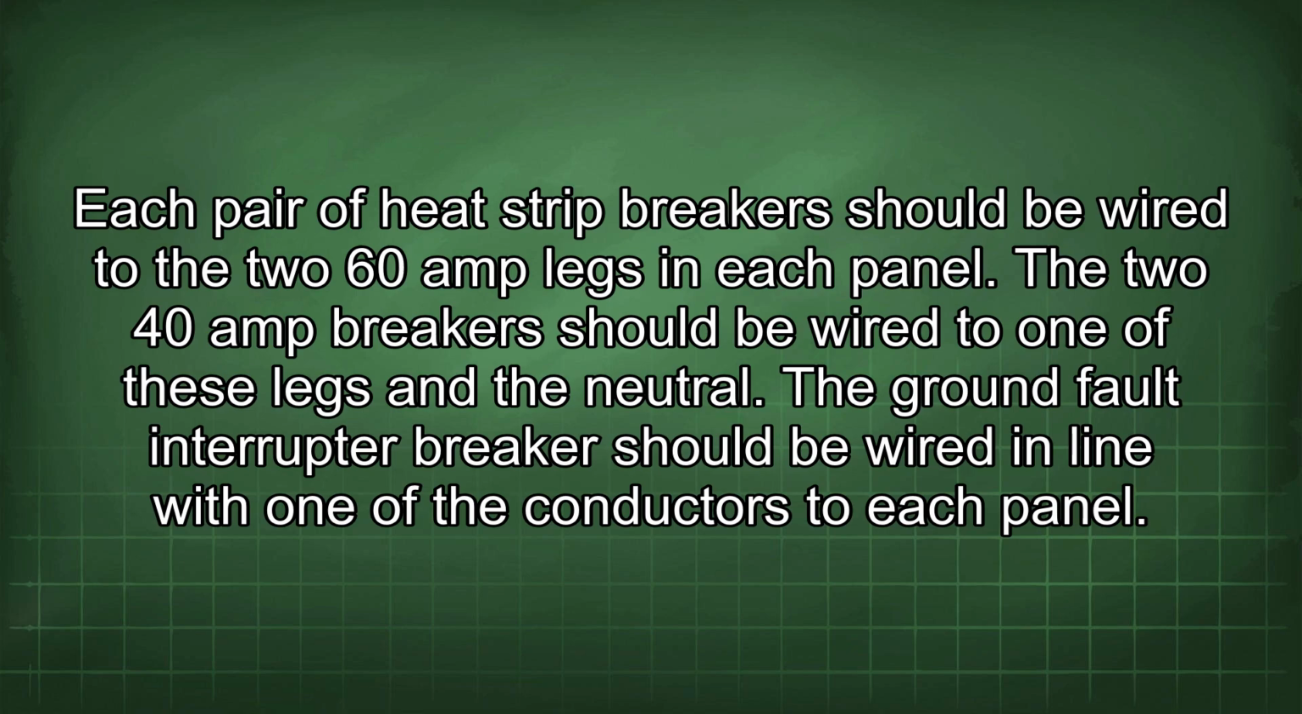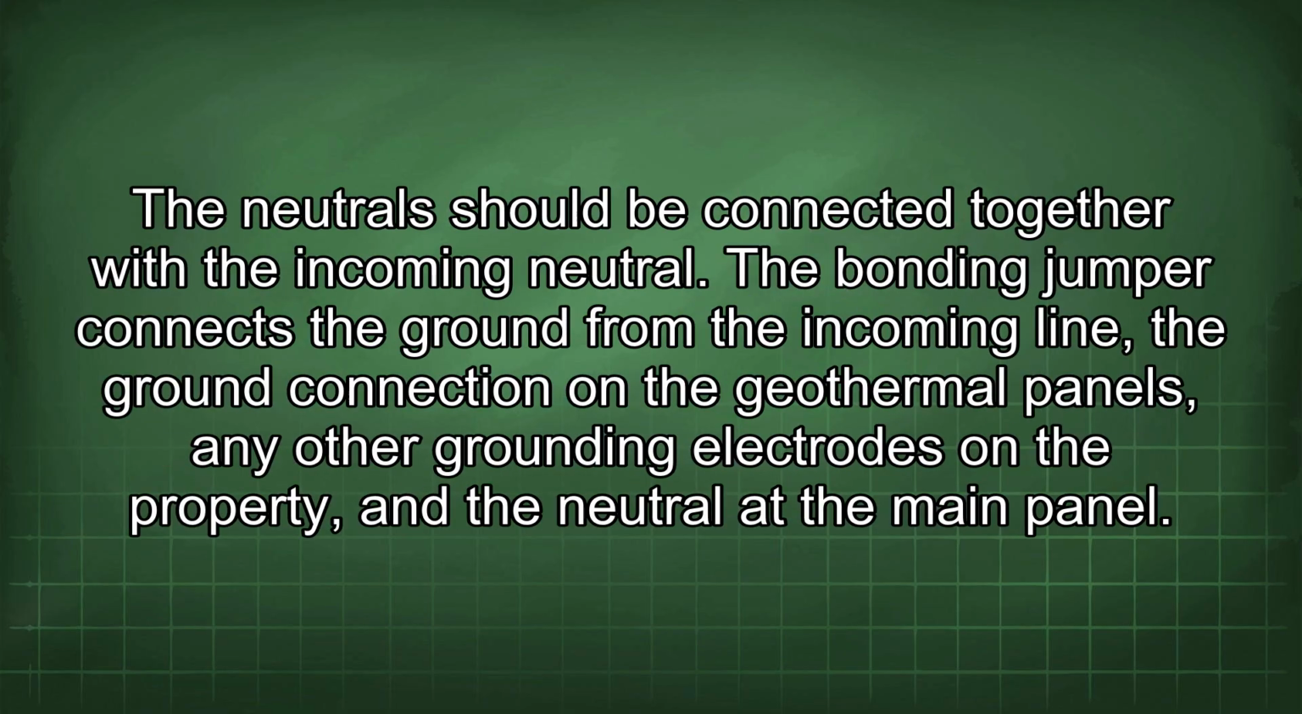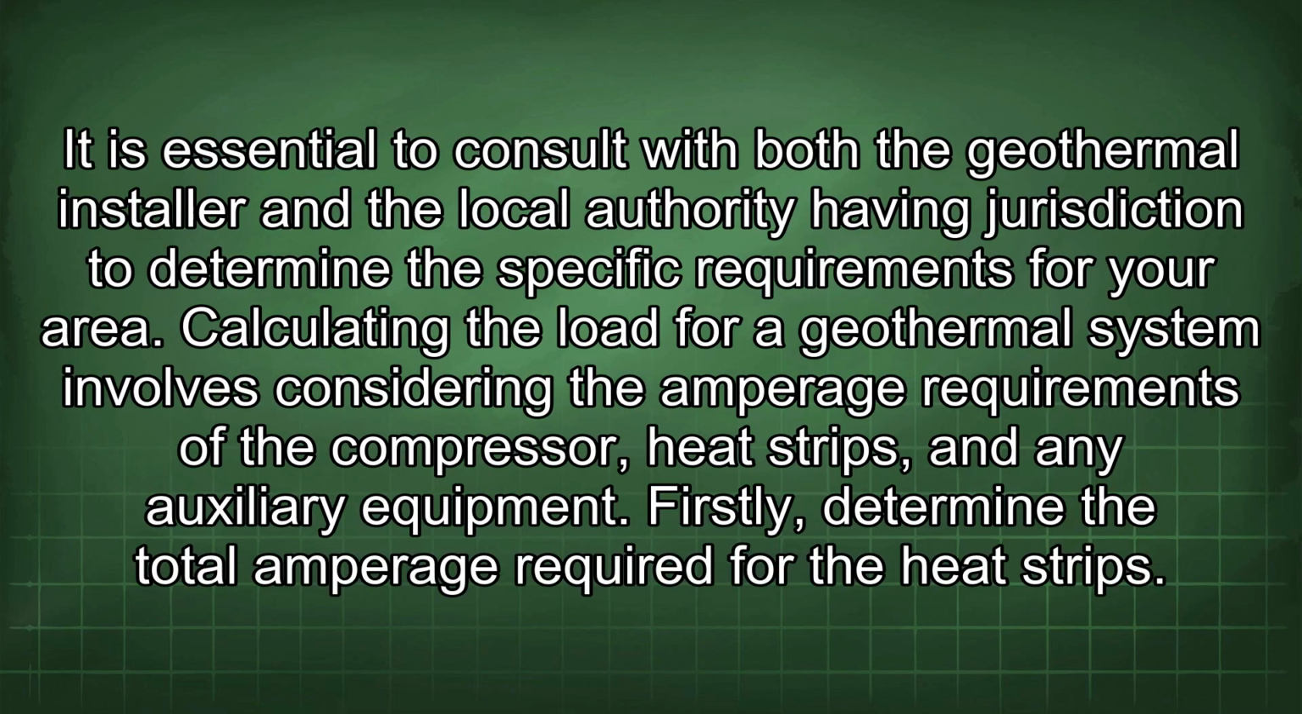The ground fault interrupter breaker should be wired in line with one of the conductors to each panel. The neutral should be connected together with the incoming neutral. The bonding jumper connects the ground from the incoming line, the ground connection on the geothermal panels, any other grounding electrodes on the property, and the neutral at the main panel. It is essential to consult with both the geothermal installer and the local authority having jurisdiction to determine the specific requirements for your area. Calculating the load for a geothermal system involves considering the amperage requirements of the compressor, heat strips, and any auxiliary equipment.